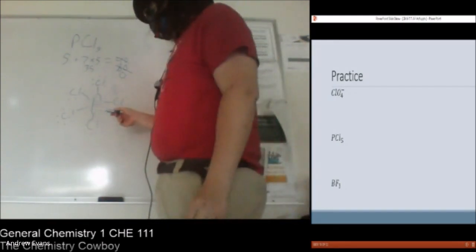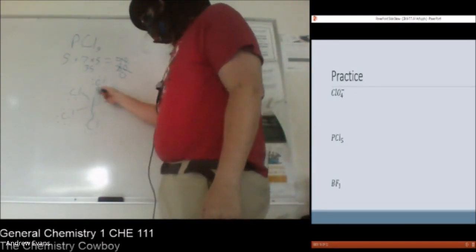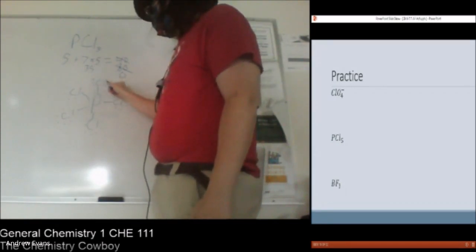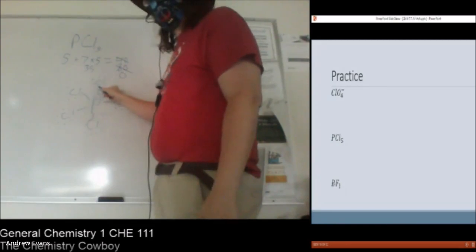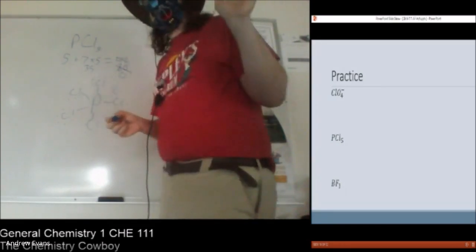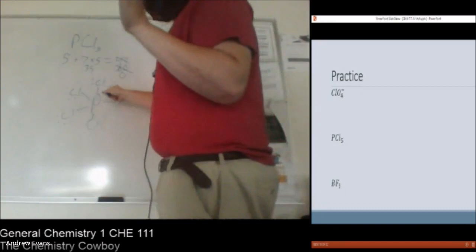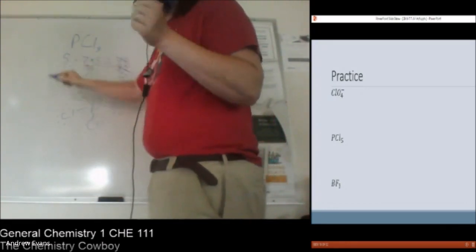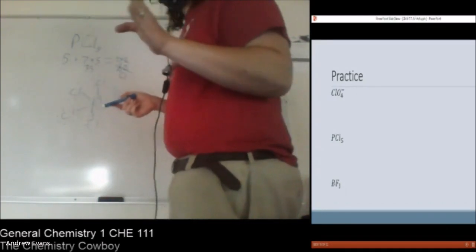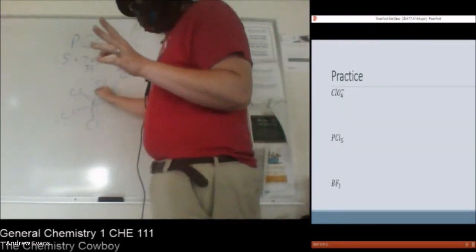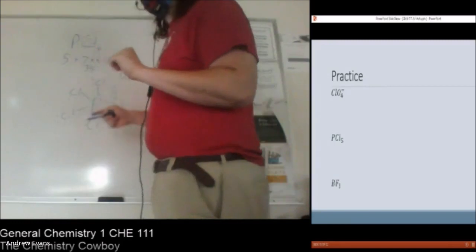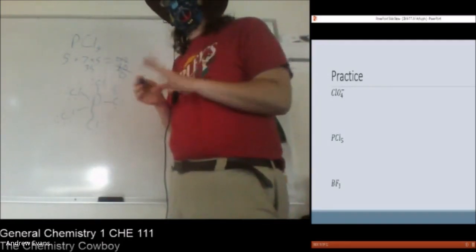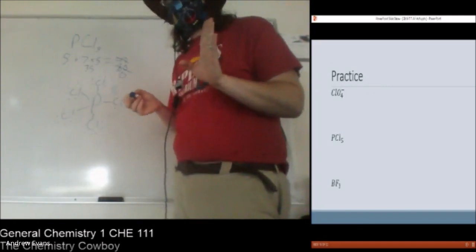If we look here, chlorine has 0 formal charge. 1, 2, 3, 4, 5, 6, 7. So each chlorine is formally neutral. Phosphorus, 1, 2, 3, 4, 5. Phosphorus has 0 formal charge. Phosphorus has 2, 4, 6, 8, 10 electrons around it, though. It has an expanded octet. There's nothing we can do about it.